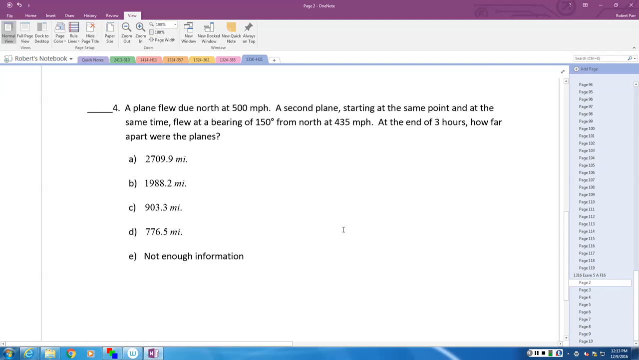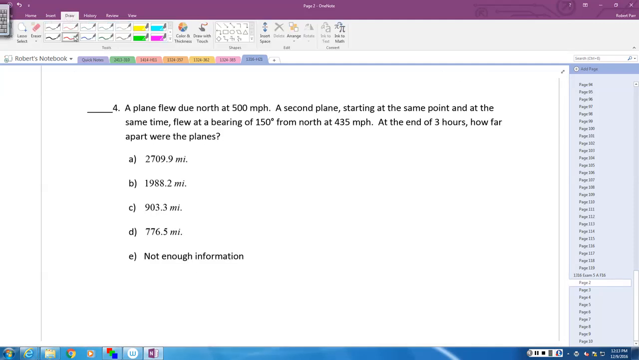All right, a plane flew due north at 500 miles per hour. A second plane started at the same point and at the same time flew at a bearing of 150. So if it's flying due north this way, 500 miles per hour, it went for some distance, and then the other at a bearing of 150 degrees. From due north, 150 degrees is going to be all the way around over to here. Now, how long are these? Well, 3 hours is what they traveled.